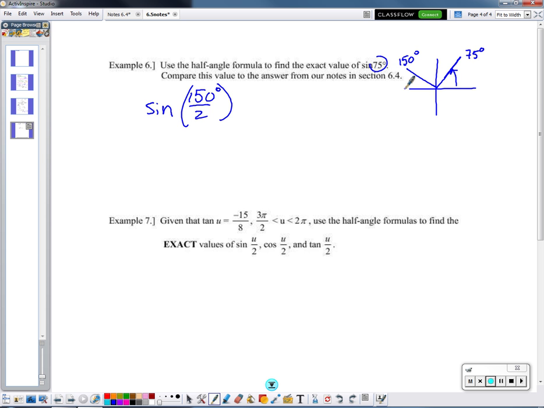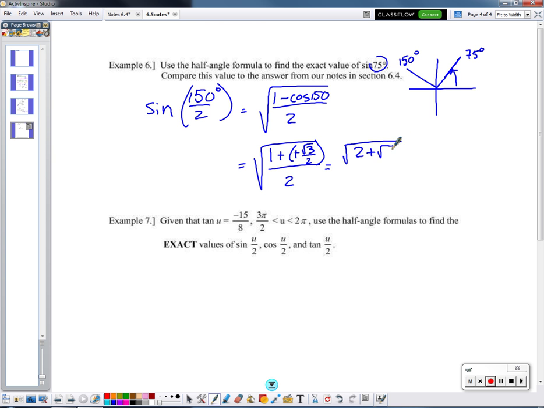Square root of 1 minus the cosine of 150 degrees all over 2. So when I simplify that, I get 1 minus a negative root 3 over 2 for cosine of 150, all over 2, so that's really just plus. So I end up with 2 plus the square root of 3 all over a positive 2 when I simplify that process like we did in the last example.